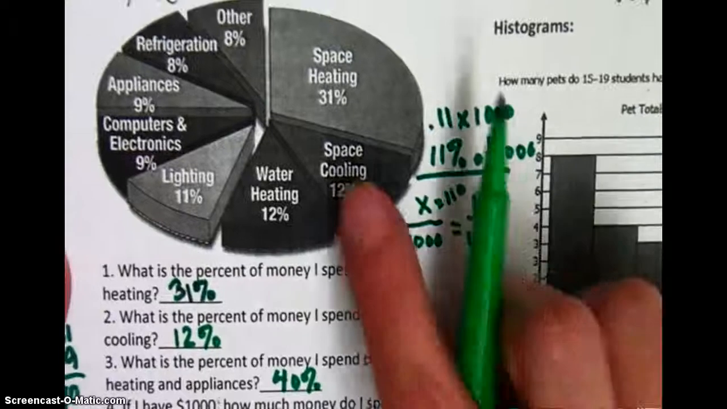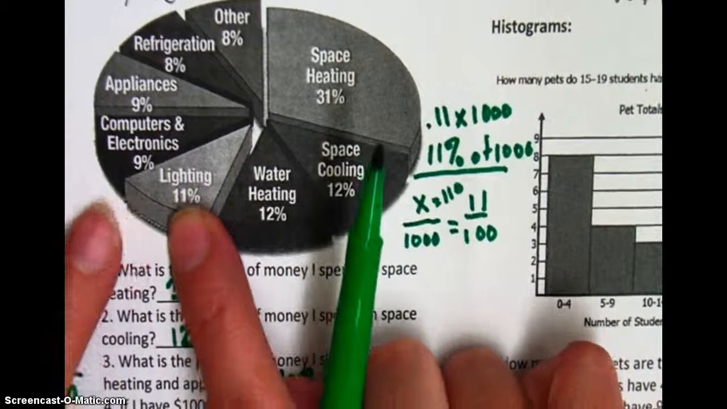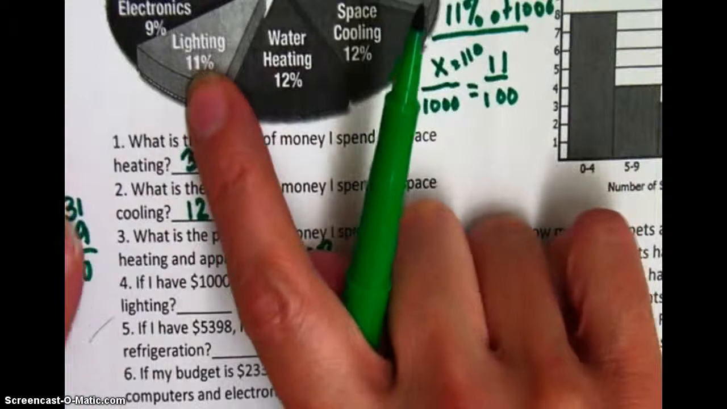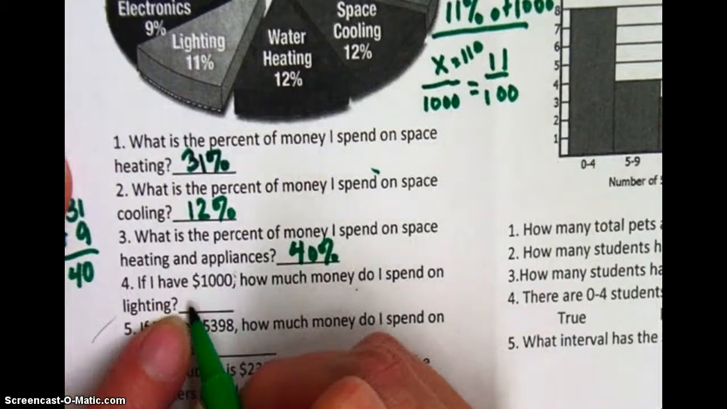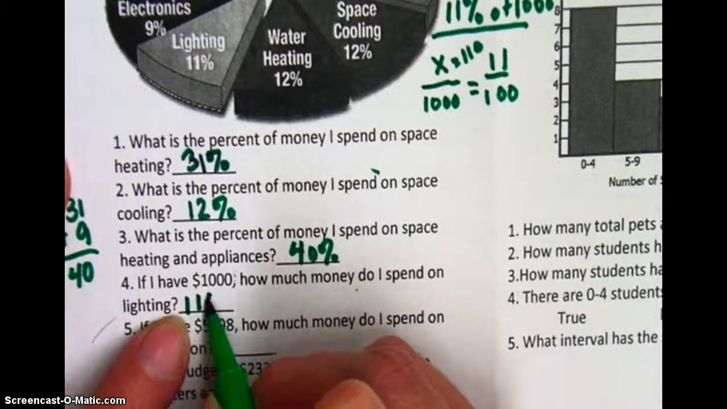Sometimes with these circle graphs it just makes more sense to figure out 11% of 1,000, change your percent to a decimal, and then just multiply by the money. So this would be $110.